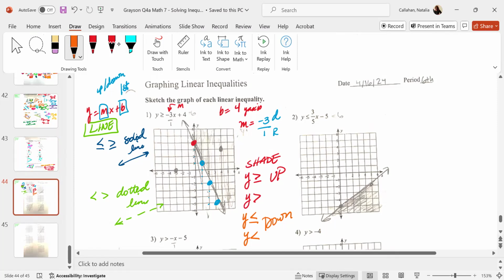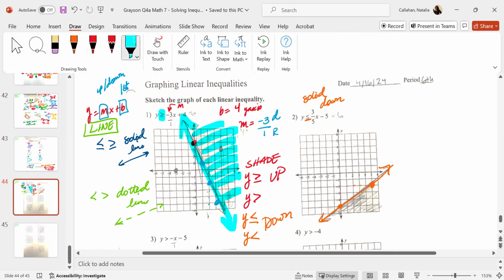All right, so this one is the solid line, so make sure you draw a solid line. And because this is eating the letter y, you shade up. Do you see that? Okay. Next one. Automatically, when I look at this, it is a solid line because of the equal sign, right? And you're going to shade down, right? Start at -5, go over 2, 3 over 1, 2, 3, 4, 5, dot. Solid line, and you're going to shade down, right?